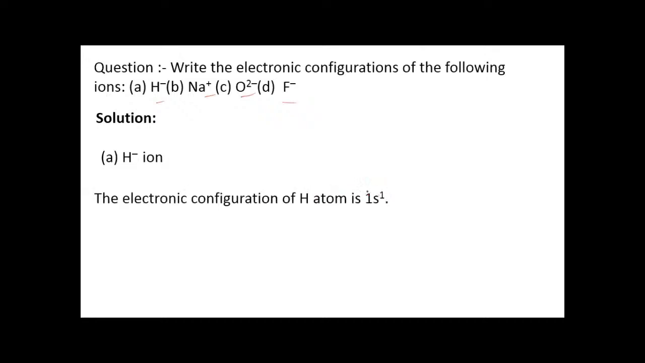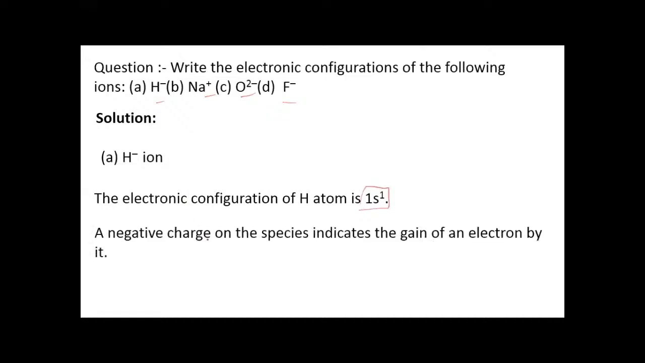So first we do the first part, A, H minus ion. As we know, the electronic configuration of hydrogen is 1s1. Okay. A negative charge on the species indicates gain of electron. So 1s1 plus 1 becomes 1s2. So in case of H minus, the electronic configuration is 1s2.